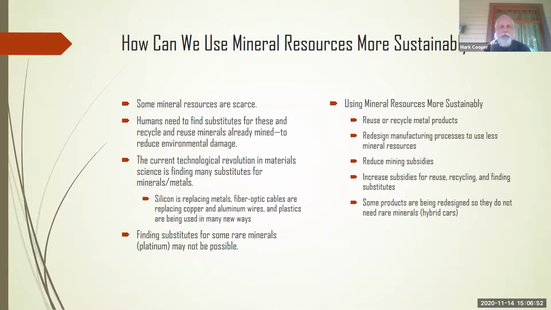So some of these are very scarce. We need to find substitutes. We need to put some money into research to try to figure out ways. You know, we're looking at silicon to replace metals. Fiber optic cables are now replacing copper and aluminum wire. And then we're using plastics in very new ways, although plastic also has its own problem with trash.